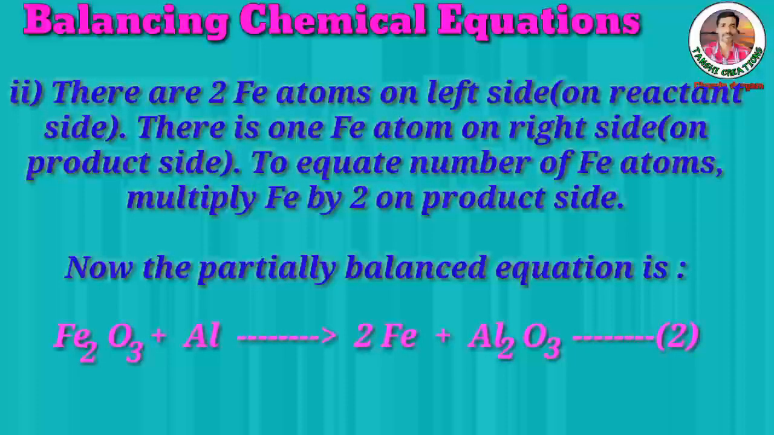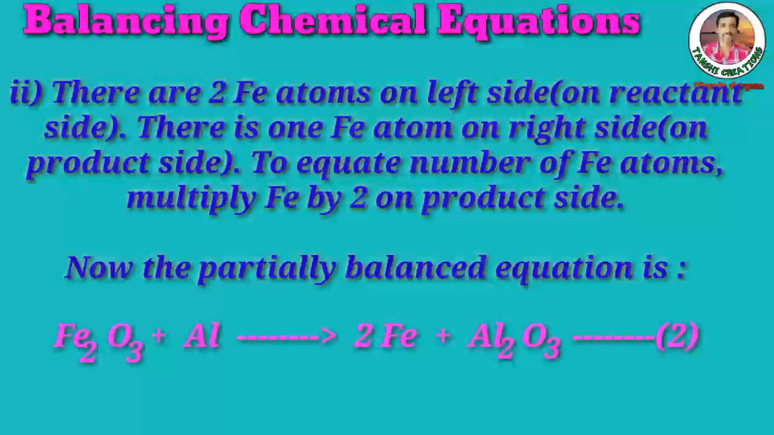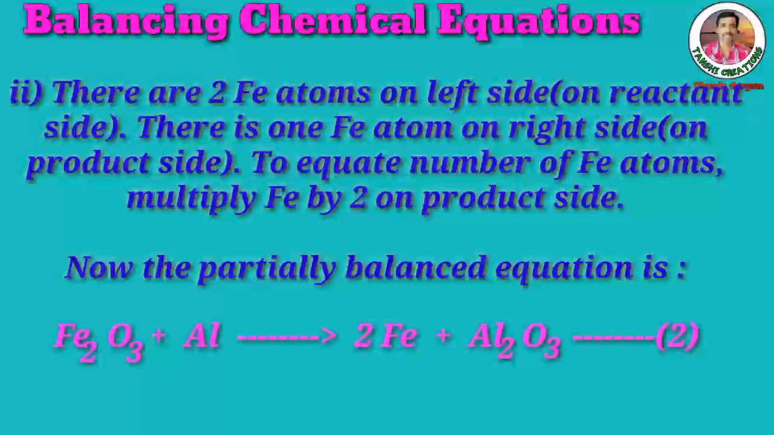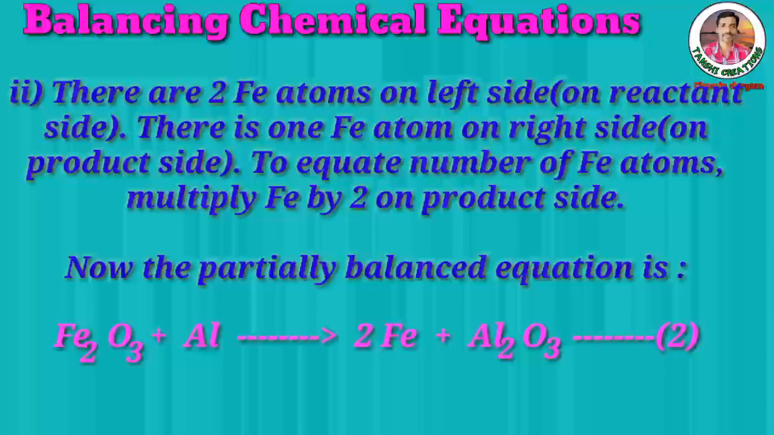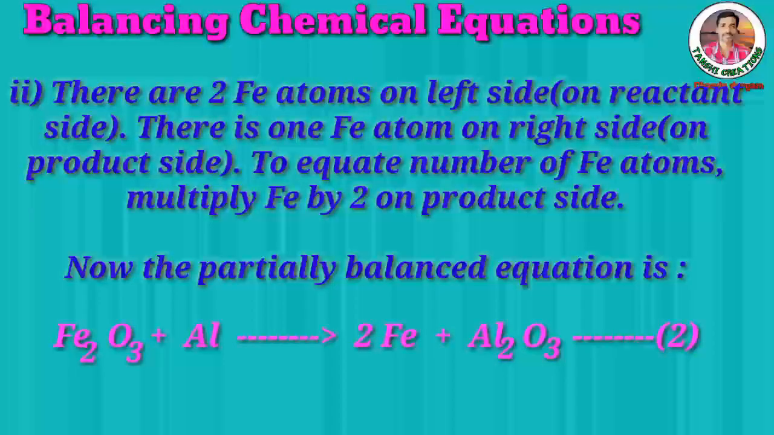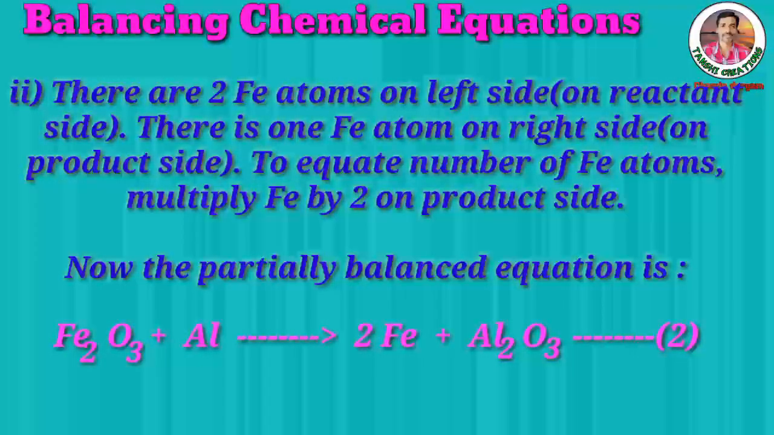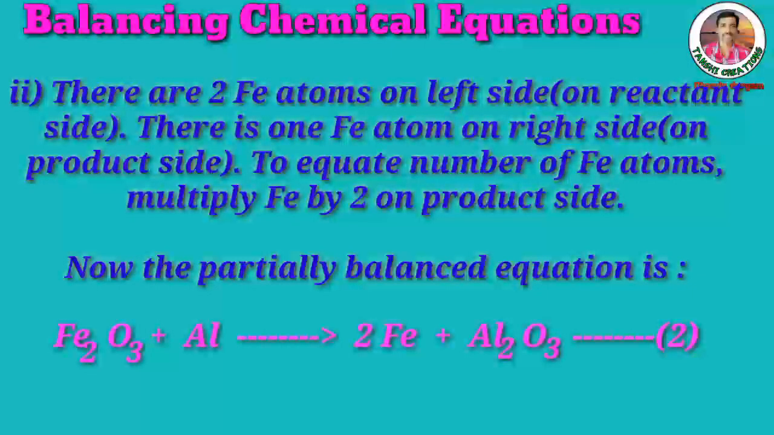Next, number 2, there are 2 Fe atoms on the left side, the reactant side. There is 1 Fe atom on the right side, the product side. To equate the number of Fe atoms, multiply Fe by 2 on the product side. Now, the partially balanced equation is Fe2O3 plus Al gives 2 Fe plus Al2O3.